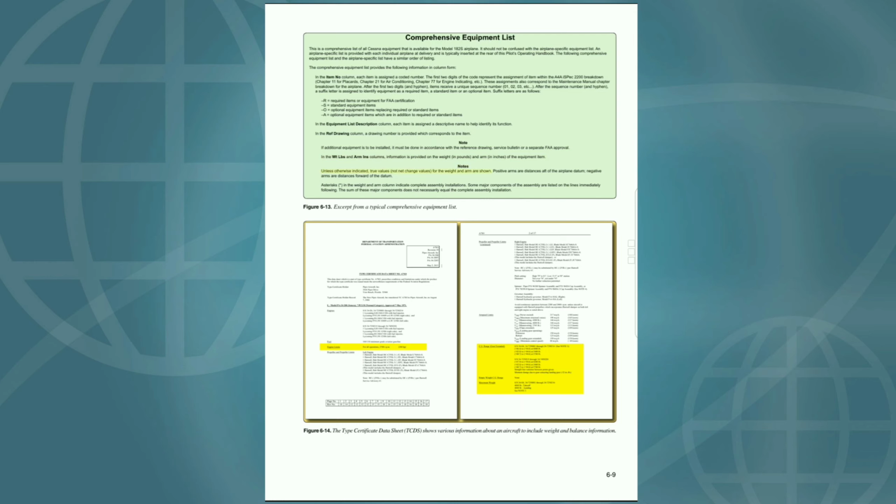Notes: unless otherwise indicated, true values, not net change values, for the weight and arm are shown. Positive arms are distances aft of the airplane datum. Negative arms are distances forward of the datum. Asterisks in the weight and arm column indicate complete assembly installations. Some major components of the assembly are listed on the lines immediately following. The sum of these major components does not necessarily equal the complete assembly installation. Figure 6-13. Excerpt from a typical comprehensive equipment list.